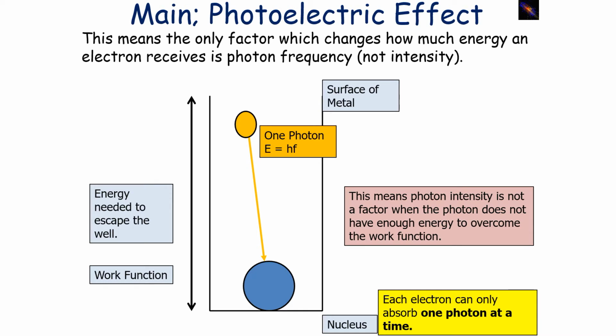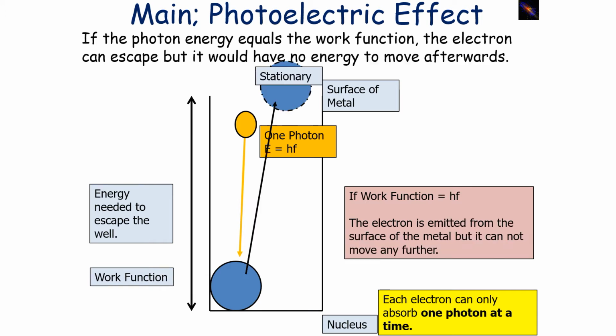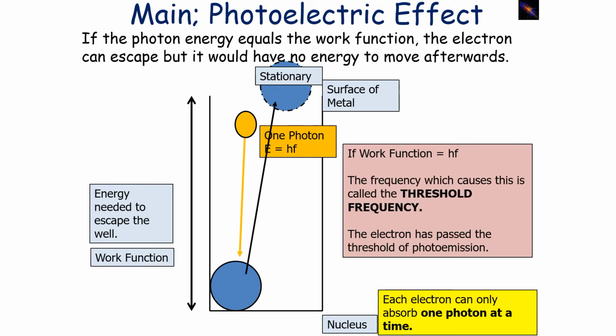This means, like we said before, photon intensity is not a factor when the photon does not have enough energy to overcome the work function. So if the work function is greater than the photon energy, hf, there's no electron emission. If the work function equals hf, well, the electron is emitted from the surface of the metal, but it can't move any further. Now again, the electron has passed the threshold of photoemission, so the frequency which brings enough energy for the photon to have the work function is called the threshold frequency.